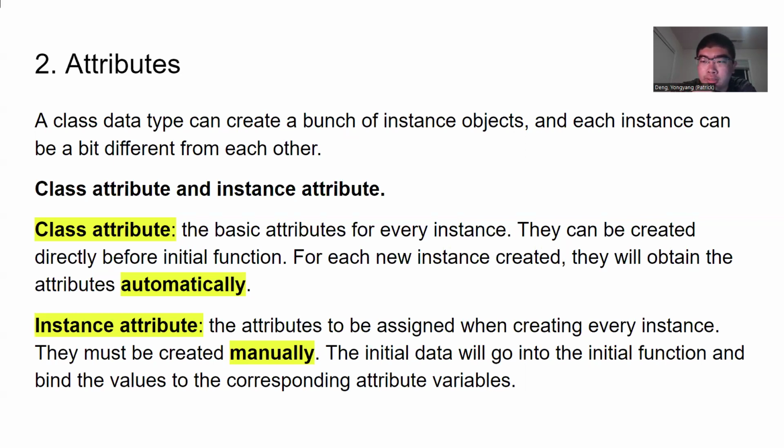When you try to create an instance, you have to input some data. The initial data will go into the initial function and bind values to the corresponding attribute variables. So for instance attributes, you usually have to input some data so that they can be assigned and bound to attributes, so that each instance can be different, although they are under the same group, under the same kind of object.